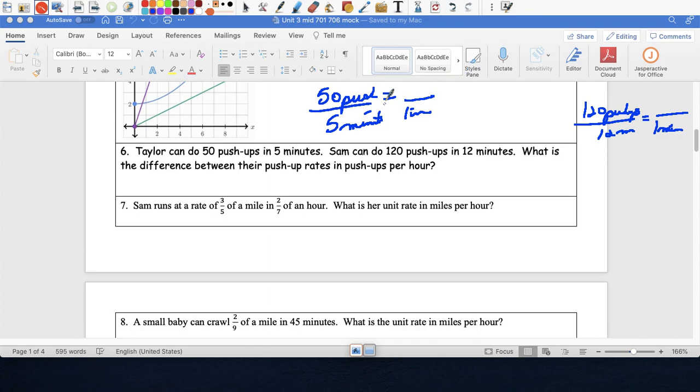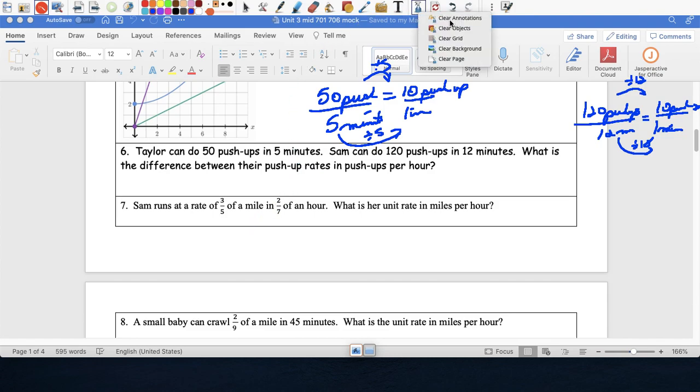You can cross multiply, but I'm pretty sure you can see that it's very easy to just divide by 5, so therefore divide by 5 on top, and you get 10. So this person can do 10 push-ups in 1 minute. And this one, divide by 12, top divided by 12, 120 divided by 12 is 10 push-ups. So in this case, it's a tie. It's also the same amount of push-ups per minute.